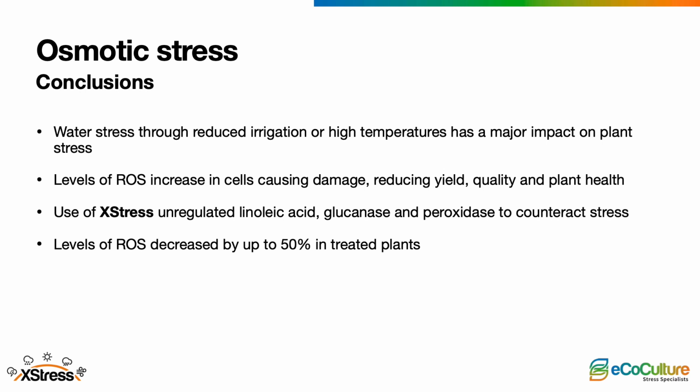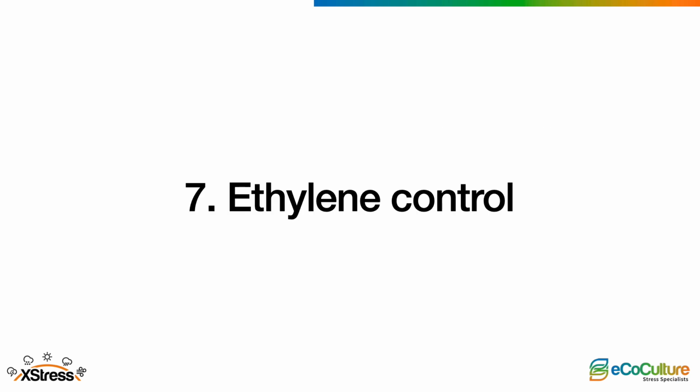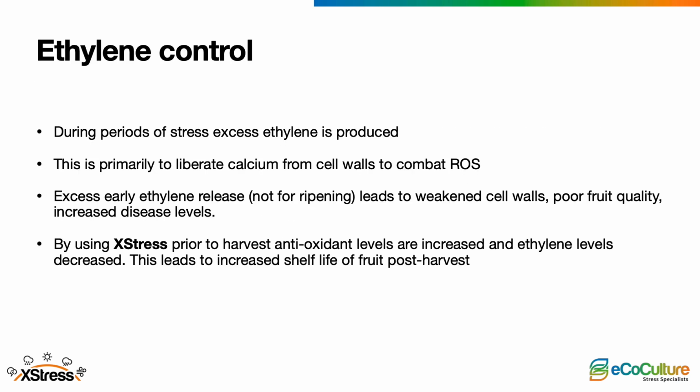Levels of ROS increase in cells, causing damage, reducing yield, quality, and plant health. Use of XStress regulated linoleic acid, glucanase, and peroxidase to counteract stress. Levels of ROS decreased by up to 50% in treated plants. Ethylene control. During periods of stress, excess ethylene is produced. This is primarily to liberate calcium from cell walls to combat ROS.